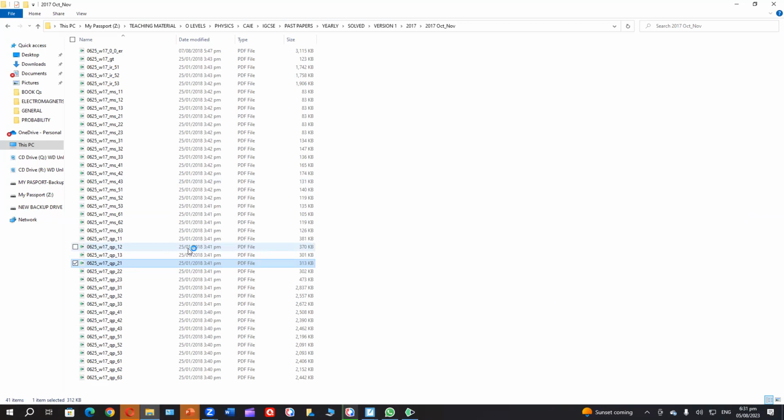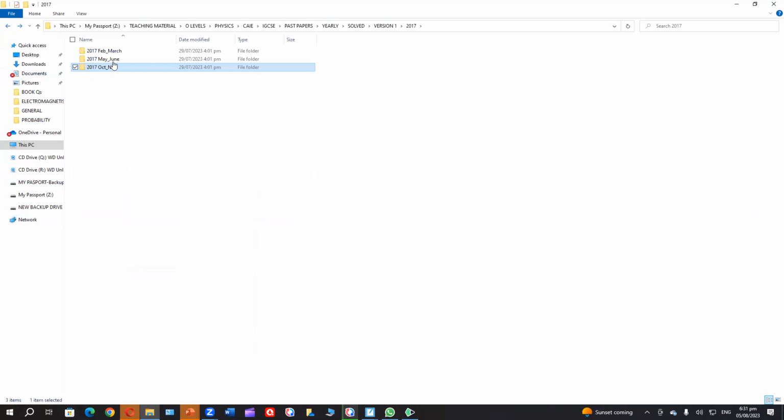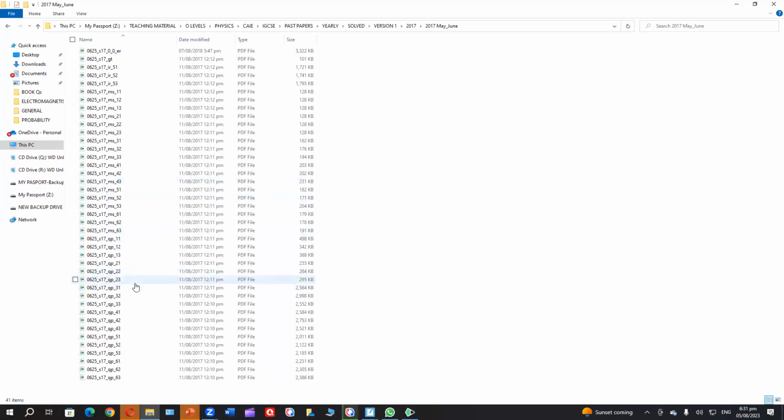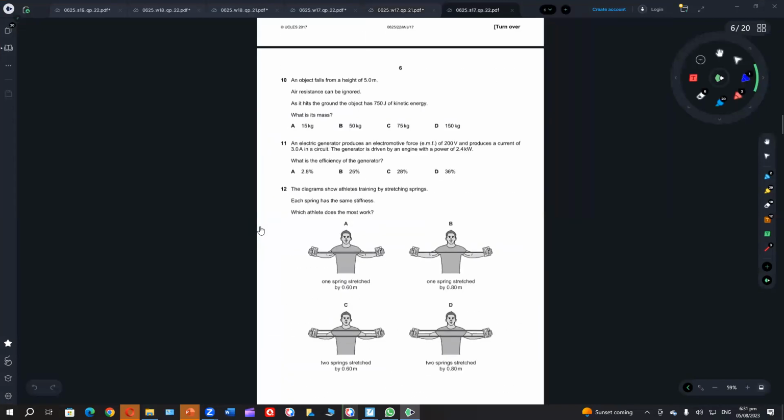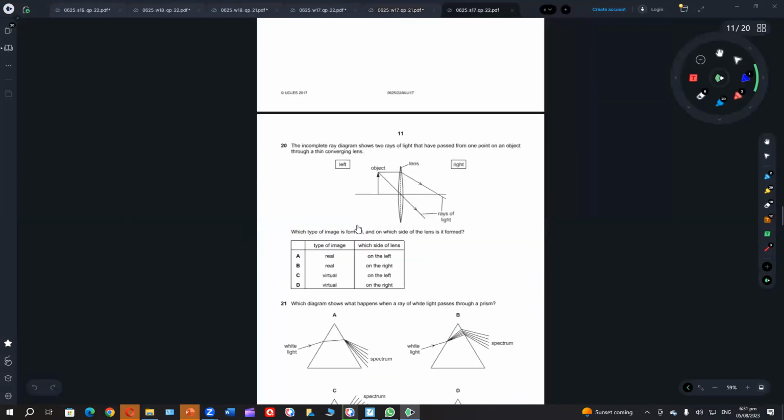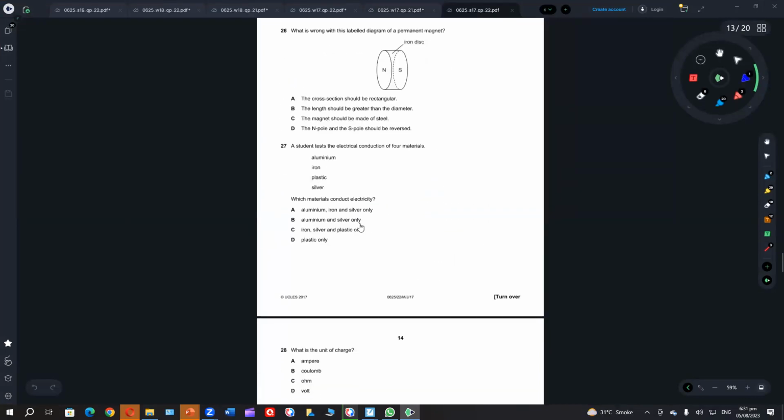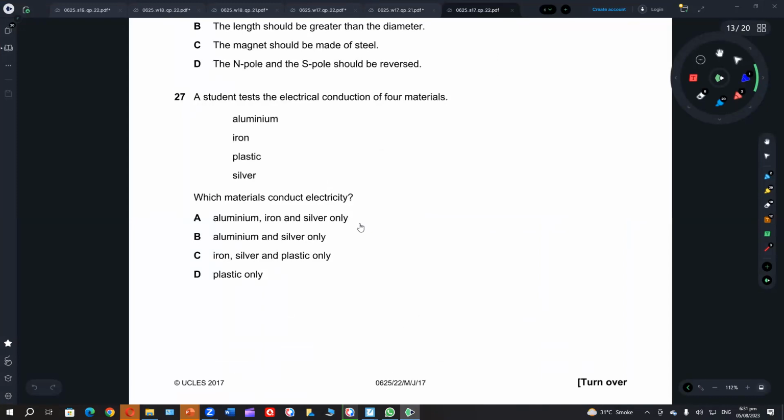May/June 2017, paper 22, question 27. A student tests the electrical conduction of four materials: aluminum, iron, plastic, silver. Which will conduct? This is an easy question. Metals are conductors, non-metals are insulators. Now, this is an open question. Ahmad, try it.